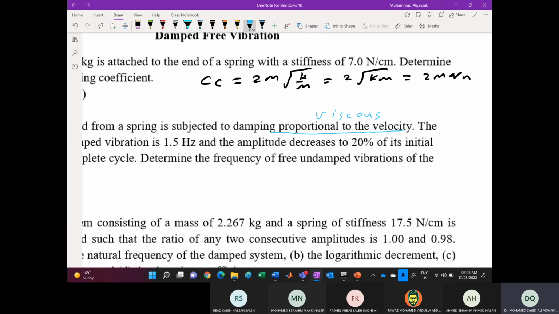This is the equation: 2m square root of k over m. You take m inside. Okay.